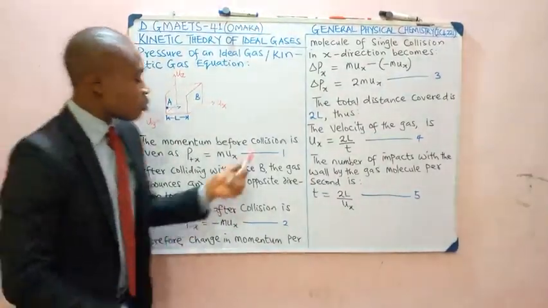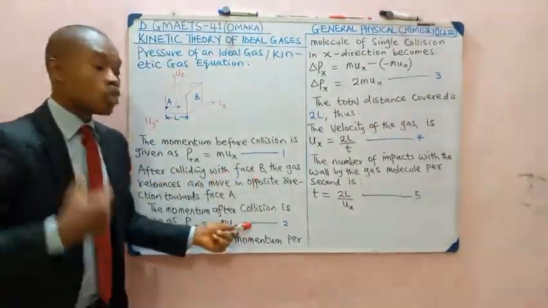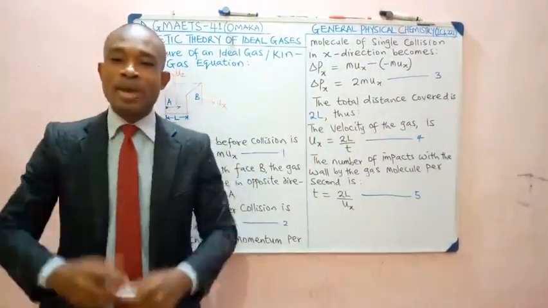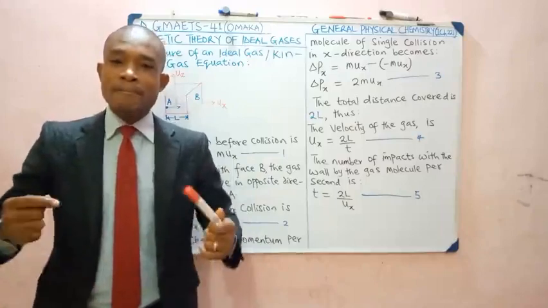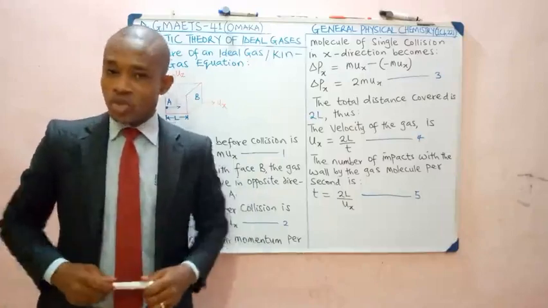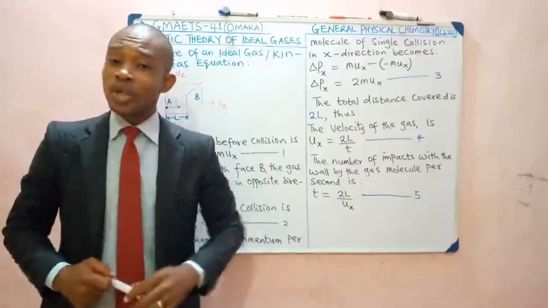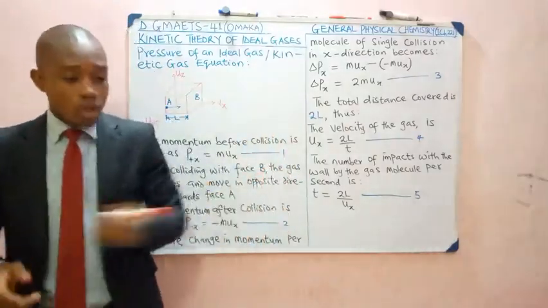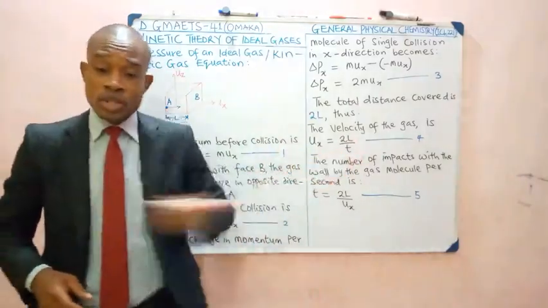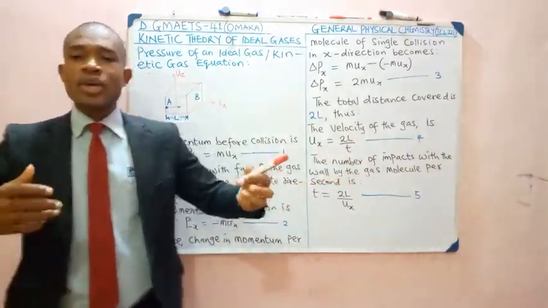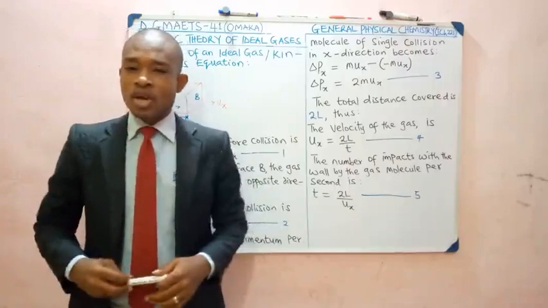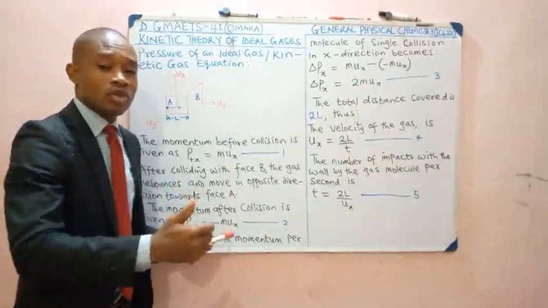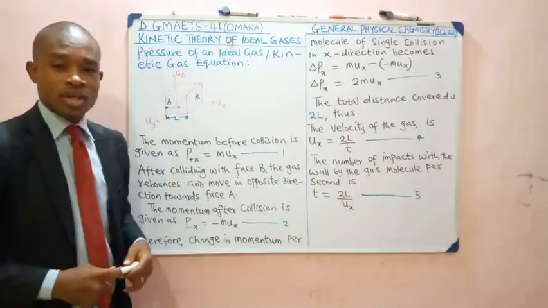So having established momentum before collision and momentum after collision, we shall now get the change in momentum. Because we know momentum is a vector quantity, and this is a one-dimensional vector, because the motion is linear, just along a straight line. Is that okay? Now how do we get the change in momentum? Of course, it's going to be the momentum before collision minus the momentum after collision.